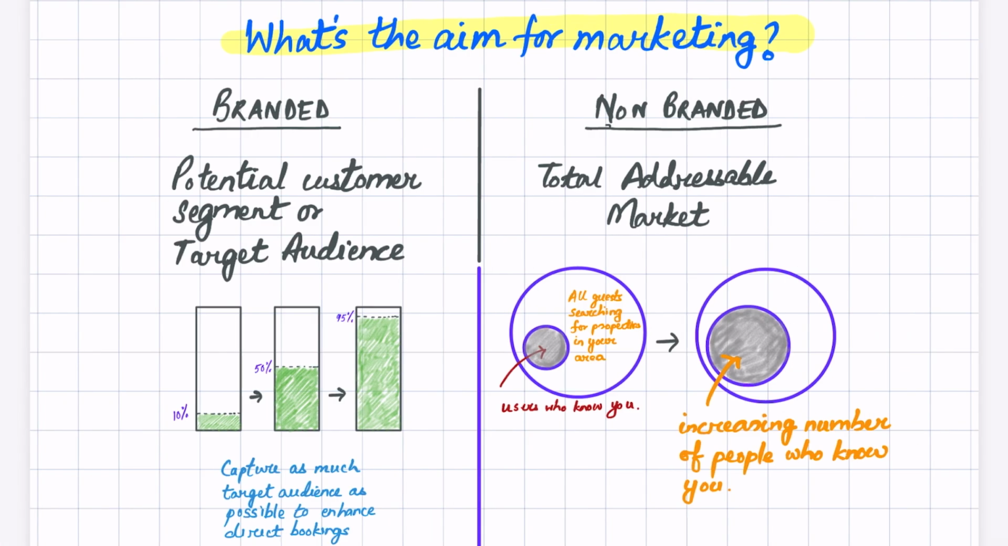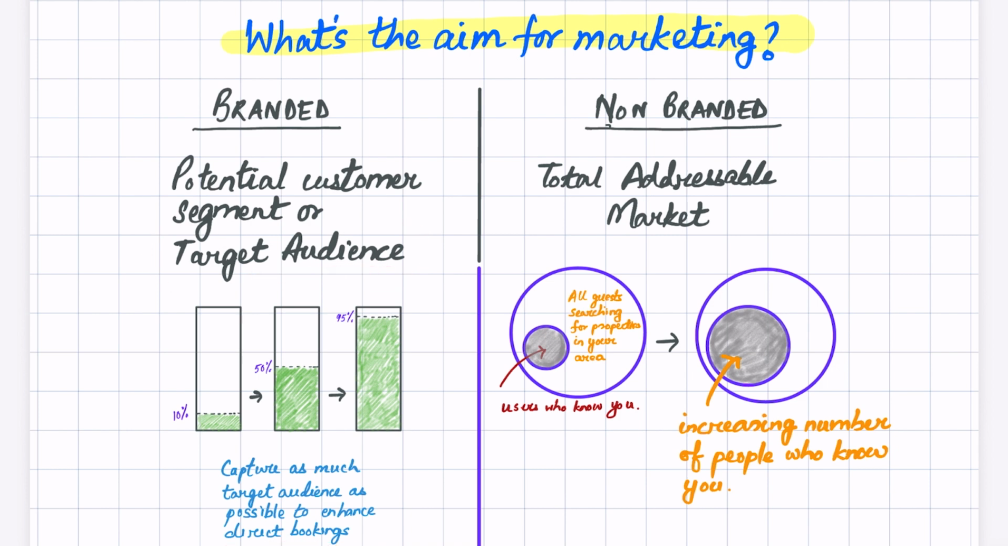Now that we understand the business impact of branded versus non-branded search queries, let us try and understand the aim of marketing with respect to these two different kinds of queries. For a branded term, what this basically means is a user knows your hotel and is directly searching for it. So that is your target audience who is already aware of your property. The aim is to ensure that you can capture, say, starting from 10% to 50% and ultimately going to 100% of all these users who know of you through your direct booking channel.